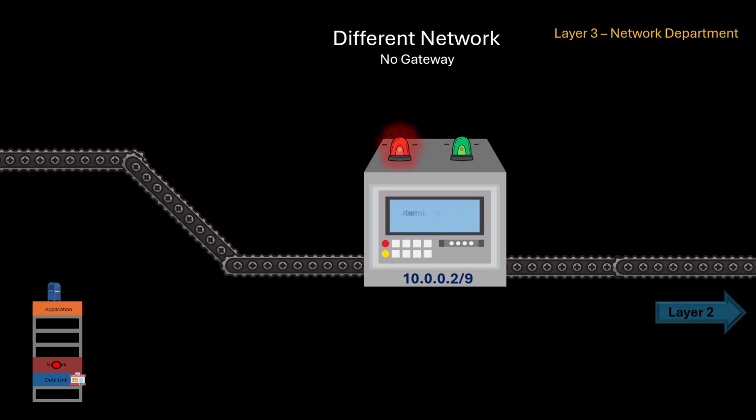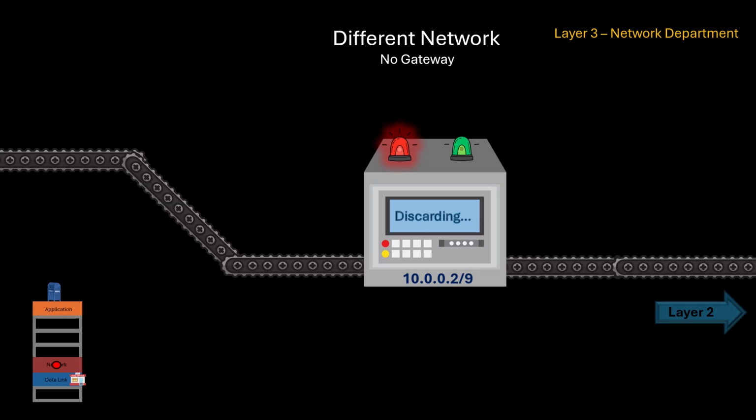Layer 3 begins checking if it knows of a default gateway. A gateway is a device expected to know how to move or route packets from one network to another. There is an error though. It appears no gateway has been set. With no gateway, Layer 3 begins preparing to discard the shipment.